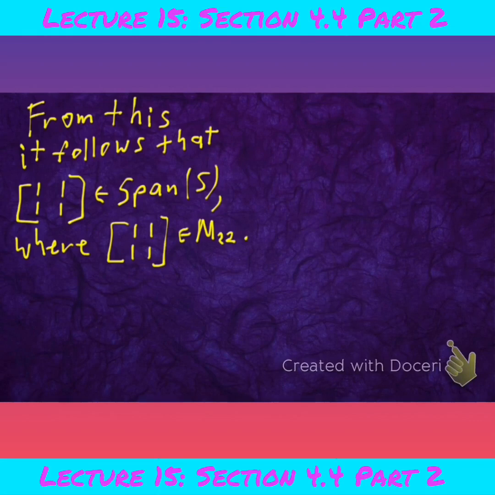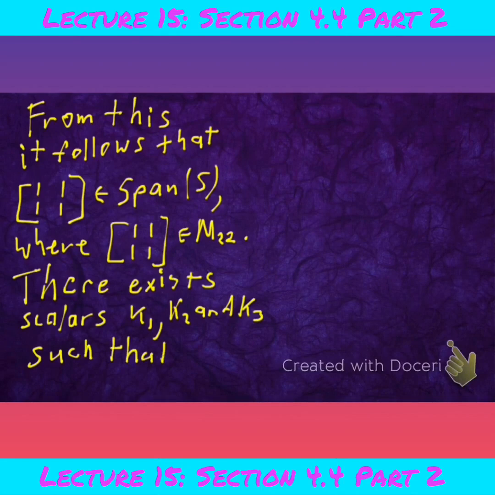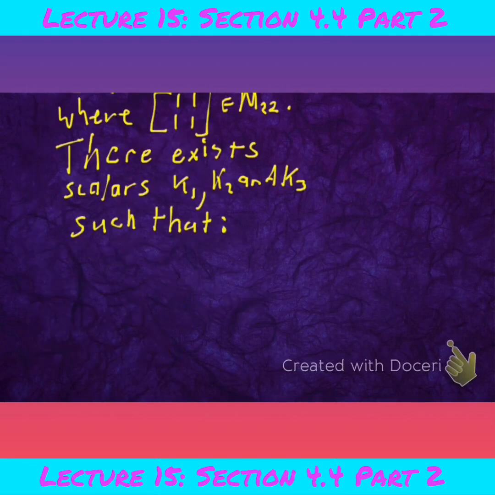So therefore there exist scalars K1, K2, and K3 such that we can express 1, 1, 1, 1 as a linear combination of the vectors in S.